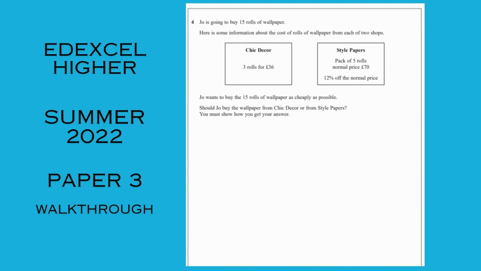On we go to number 4. Joe buys 15 rolls. So for Chic decor, 3 rolls, she wants to do that 5 times. So bash your calc, 36 fives. Chic's costing £180. And for the Style papers, buy 5, so she's going to need 3 of these packs.